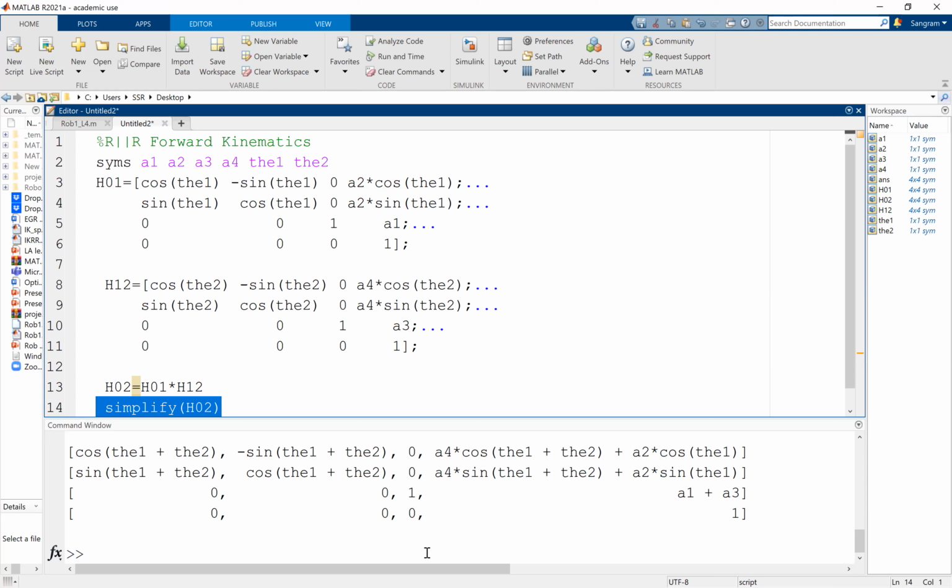Orientation of the end effector in the base frame. That is super important. And if you recollect, there are different ways of representing this rotation. This rotation is simply represented in terms of θ1 and θ2.